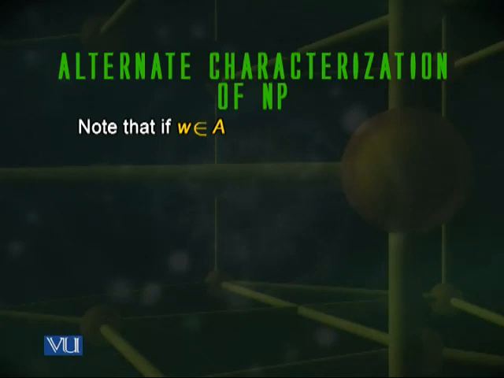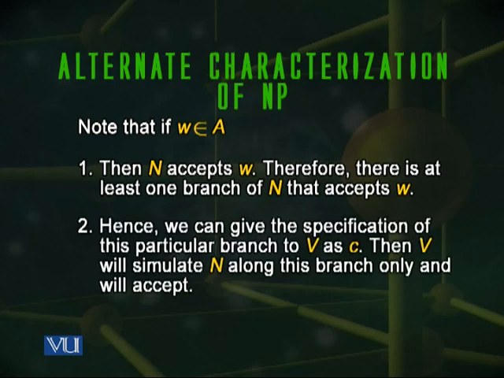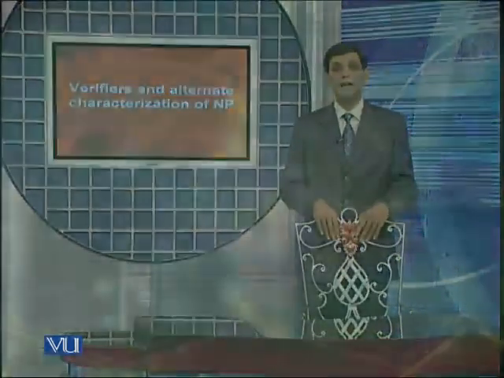Let's see, why does it verify that W is in A? Why is it a correct verification algorithm? If W is in A, then the non-deterministic Turing machine accepts W. Therefore, at least one branch of this non-deterministic Turing machine accepts W. That's the very definition of a string being accepted by a non-deterministic Turing machine. Hence, we can give the specification of this particular branch to V as C. Then V will simulate N along this branch, and this branch will accept, and therefore V will accept. So the verification algorithm will accept W if it's given the correct branch.